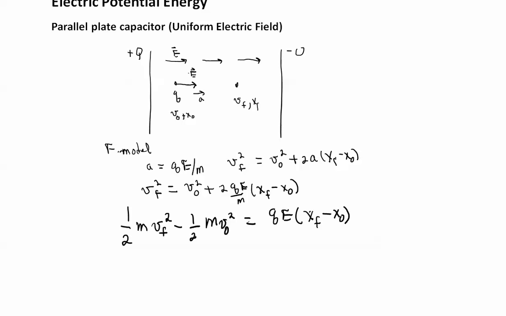And what do we notice from our early discussions? The left-hand side represents the change in the kinetic energy, and this side represents the work, which is work done by the electric field, which is q, the value of the test charge, times the value of the strength of the electric field, times the displacement.